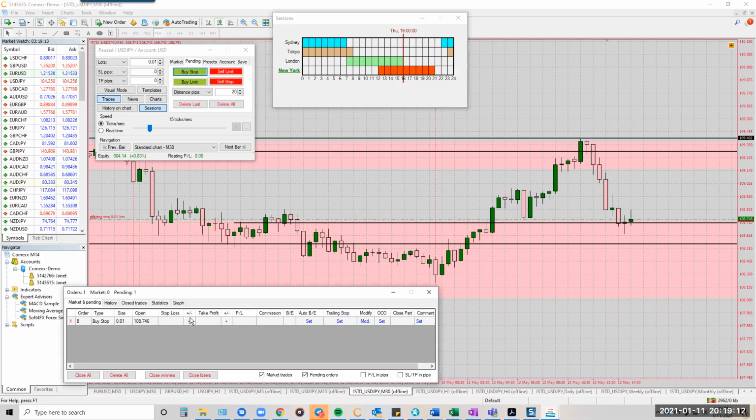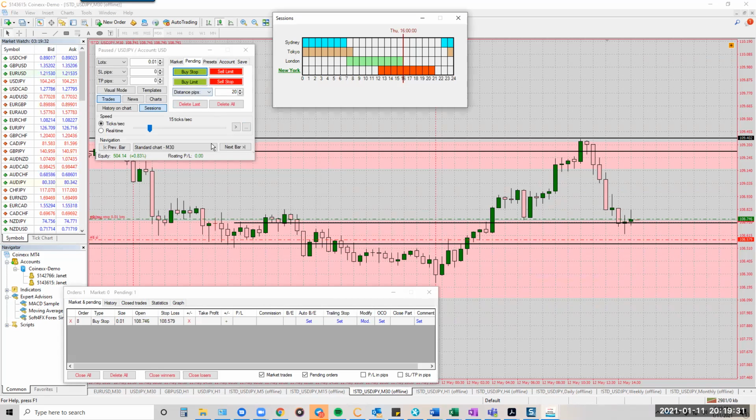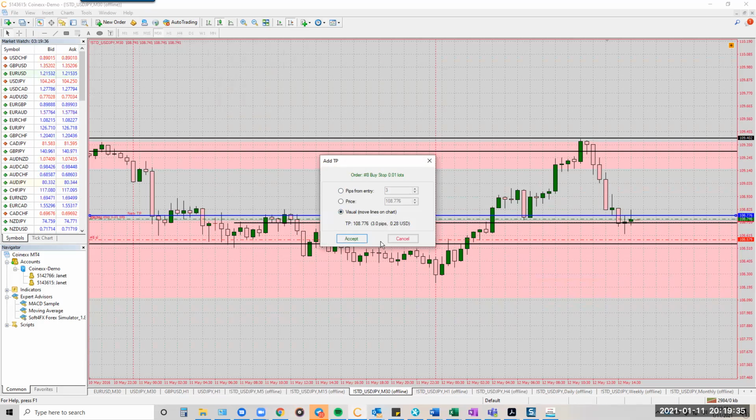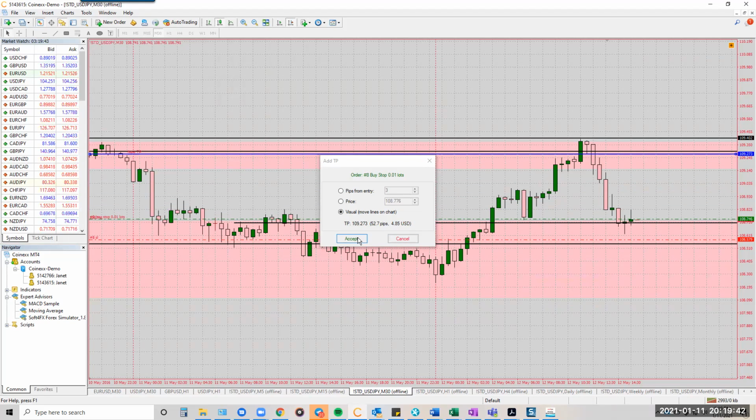Let's do a stop loss. Where do I want my stop loss to be? It's going to be down here. I'm going to be very conservative and bring it very far down past that wick, almost down there. I'm going to accept that. And let's go ahead and do a TP. TP is going to be all the way up here. So I'm going to accept this.